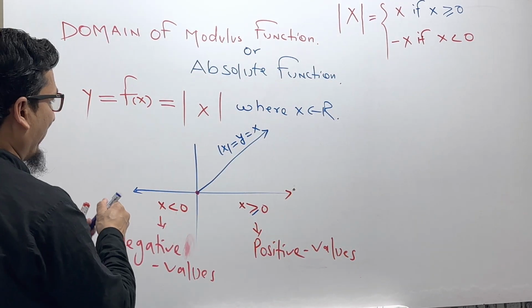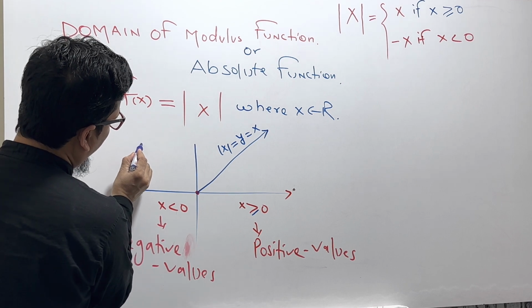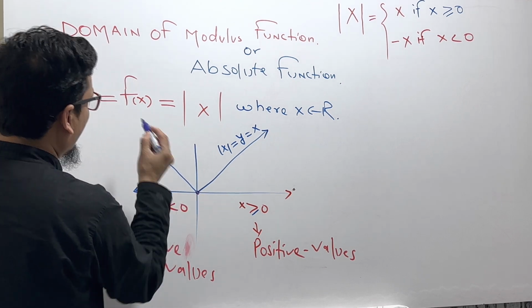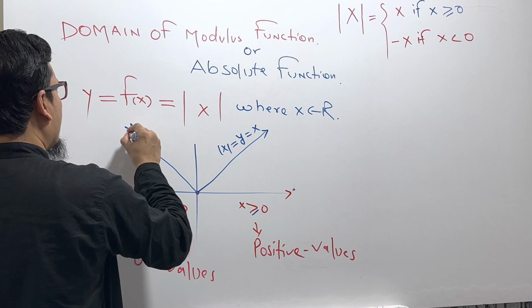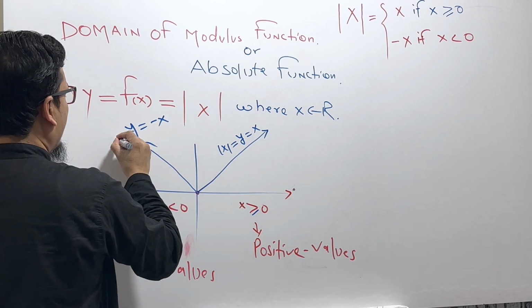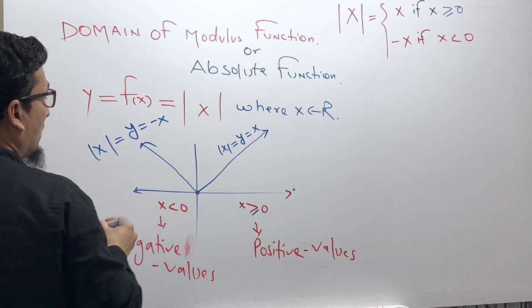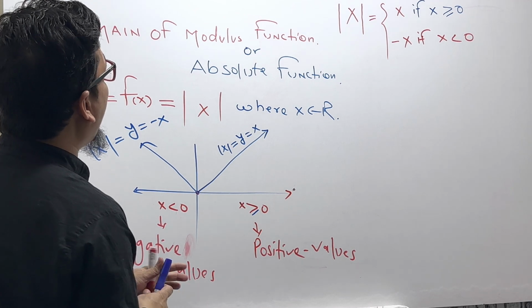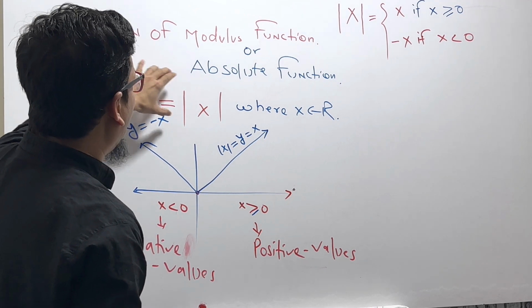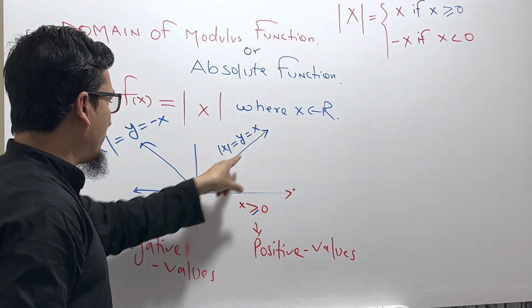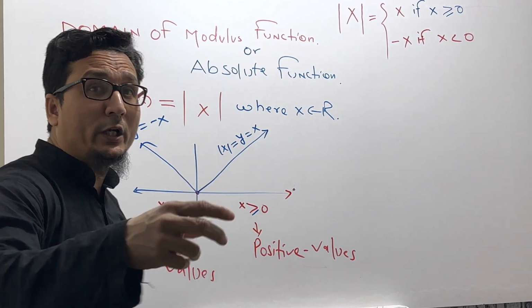So the graph of minus x is always this one, right? I already told you in my previous lecture. This is y is equal to minus x, where y is equal to mod of x. So you will see the graph of mod of x is always V shape, right? Okay, I'm going to tell you some important qualities of a modulus function.